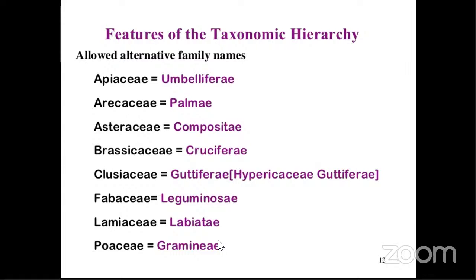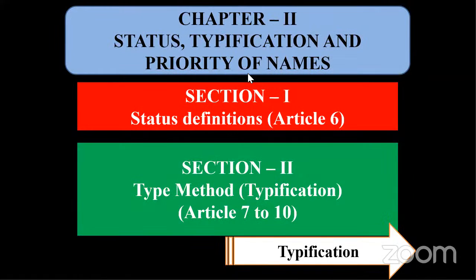So you also have to remember these older and new names, because most of the time questions will be asked in examinations: which is the new name of this family, or the older name of this family. For example, what is the older name of the Poaceae family? What is the new name of the Leguminosae family? Such questions are there. So these are the 8 families whose names have been changed because they are not in accordance with the rules.